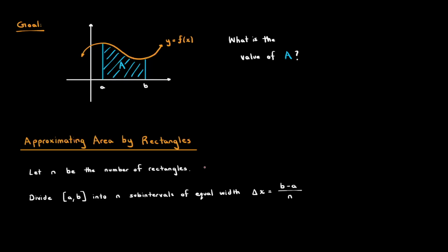So to that end, let n be the number of rectangles. And let's suppose we want to find the area underneath the function over the interval from a to b. So we will begin by partitioning the given interval into n subintervals of equal width. How can I break this interval up into n equal chunks? Well, simply take the length of the interval, b minus a, and divide it by how many rectangles I want, n.